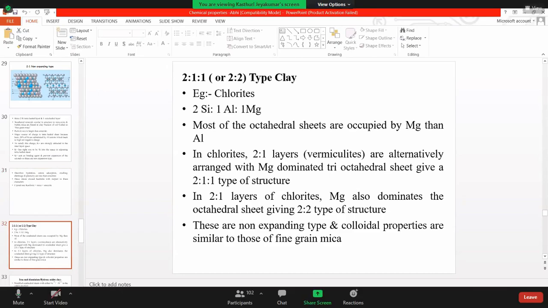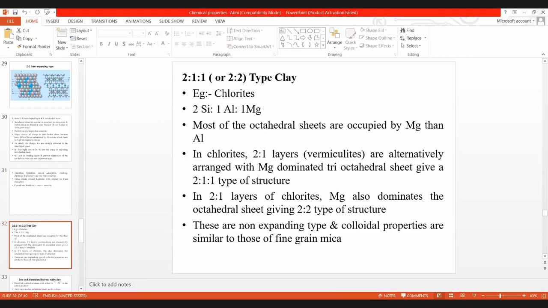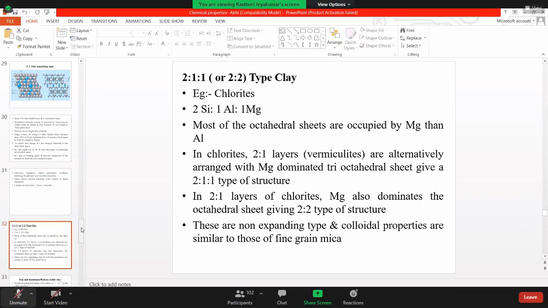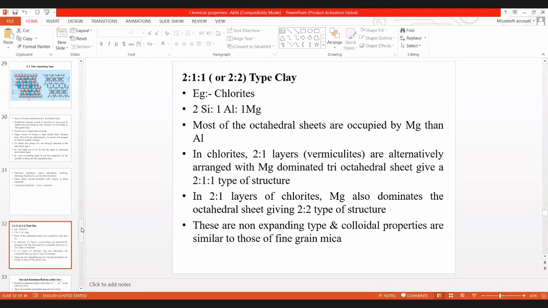So please try to remember the classification and one example for each type. Okay, don't forget that one. And you can expect this question also. Compare and contrast or differentiate 2:1 expanding and 2:1 non-expanding type clay. Who is going to answer this question? Compare and contrast 2:1 expanding type and 2:1 non-expanding type colloids.